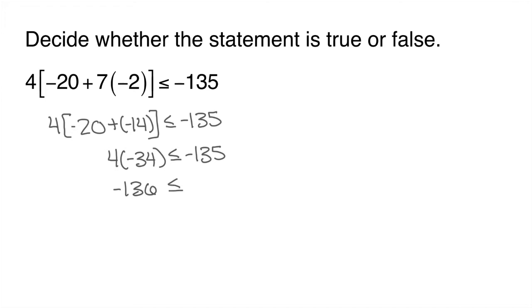So we have negative 136 is less than negative 135. Negative 136 is to the left of negative 135 on a number line, so this is a true statement.